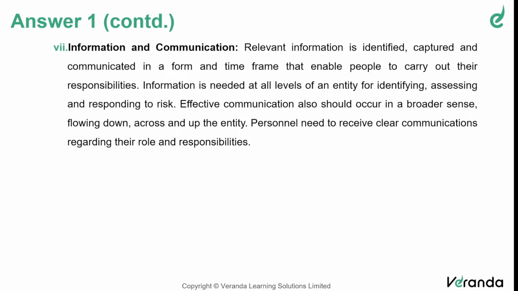And then we have information and communication. After you have fixed the roles, this person A is going to do this, person B is going to do that. You need to communicate so that everyone knows that if I have a problem, who should I approach? So you need to have an information and communication flow throughout the organization.